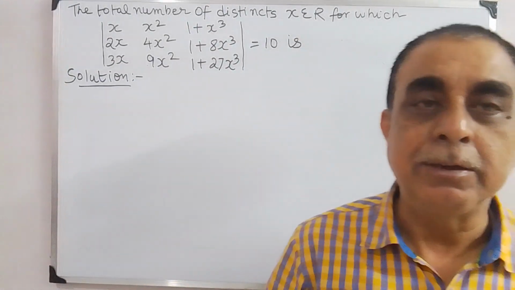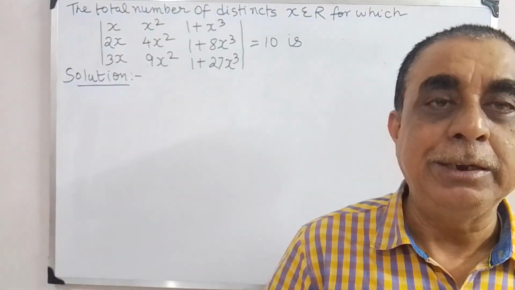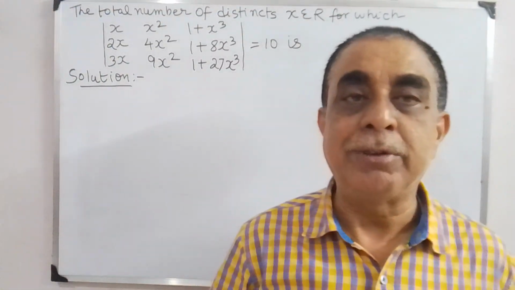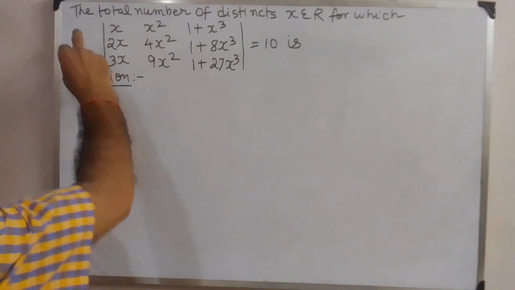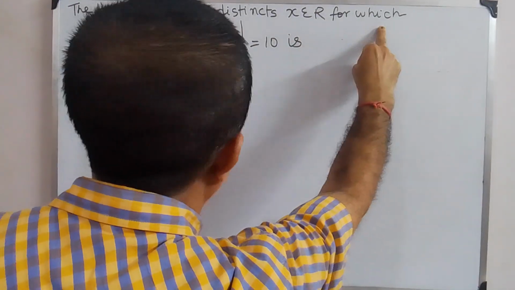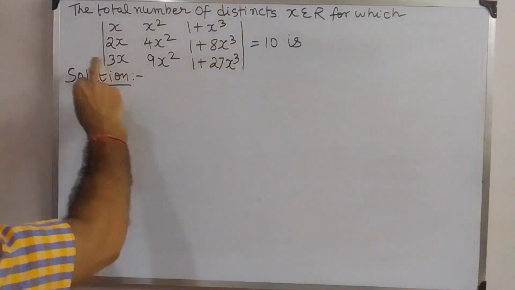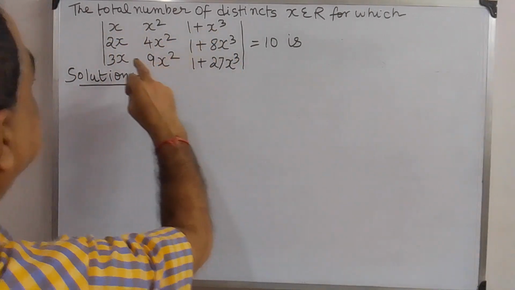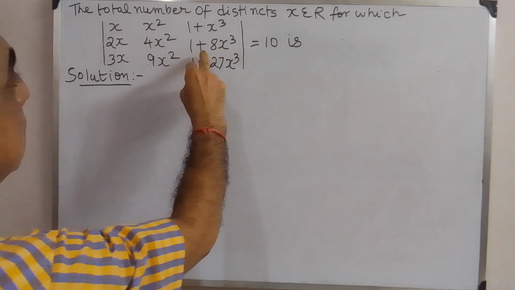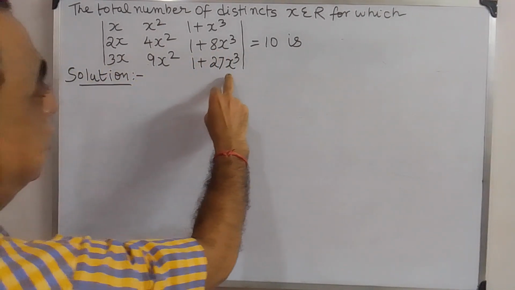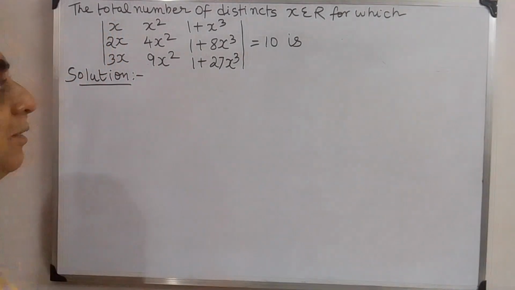Today we are doing a sum from the JEE Entrance Examination, 2016 Advanced Paper. The sum reads like this: the total number of distinct x element of R for which this determinant, whose rows are x, x squared, 1 plus x cube; 2x, 4x squared, 1 plus 8x cube; 3x, 9x squared, 1 plus 27x cube, is equal to 10.